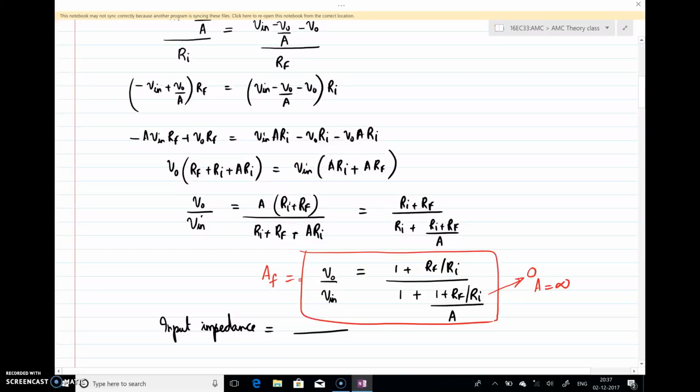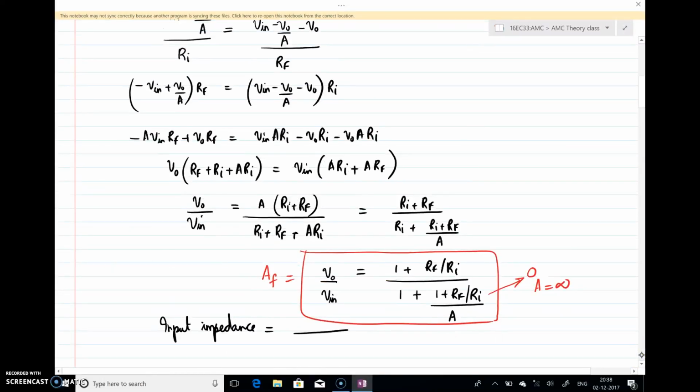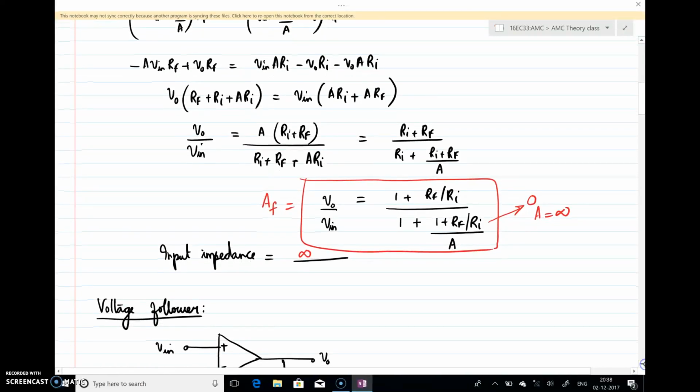Right. In the inverting amplifier, we have seen the input impedance. The input impedance is nothing but the resistance connected to the input. Now here, can you comment on the input impedance? If you look at the circuit, the current flowing here is nothing but 0, right? Since the current flowing is 0, and input impedance is input voltage over input current, the input impedance is infinity for a non-inverting amplifier.